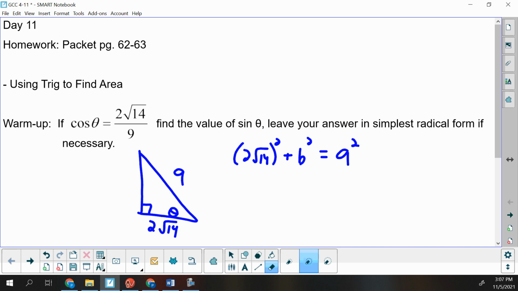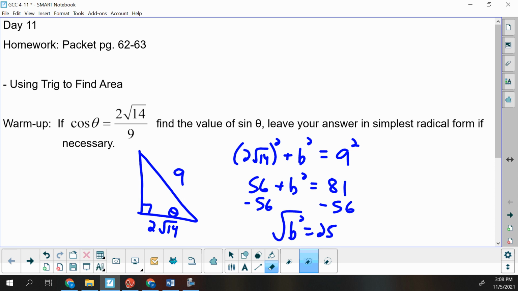2 square root of 14 squared, remember to put that all in parentheses and then square it in the calculator, so we get 56 plus b squared is equal to 81. We can subtract that 56 over, and we would get b squared is 25. Undo the square by taking a square root, we get b is 5 for our third side.